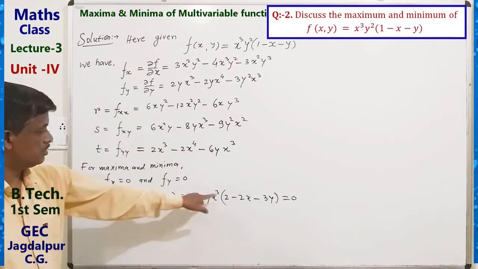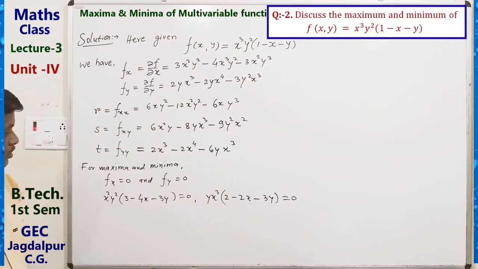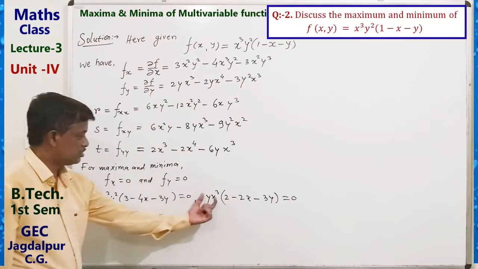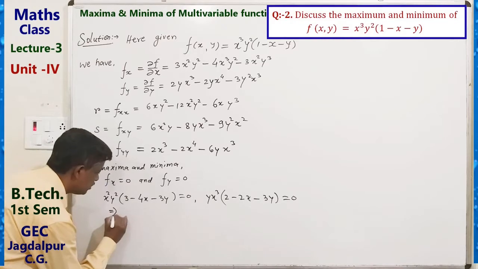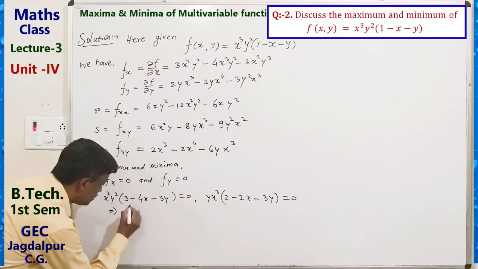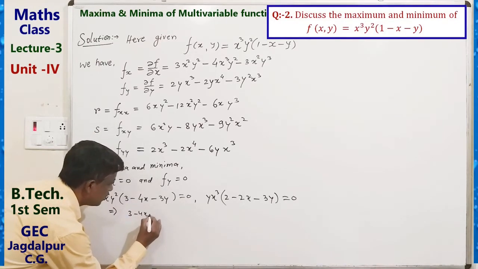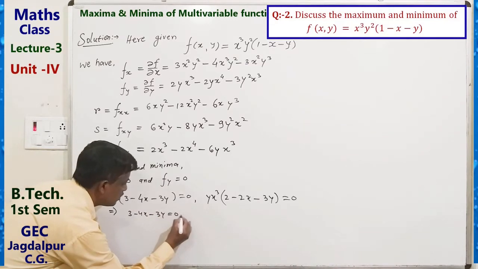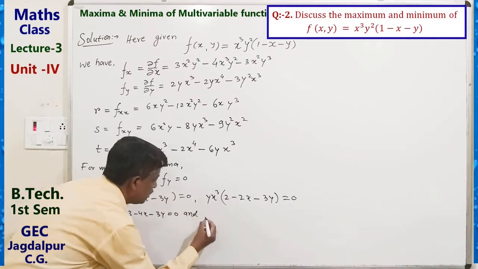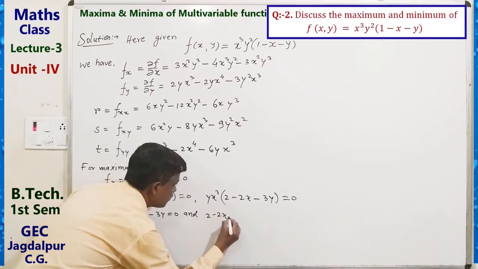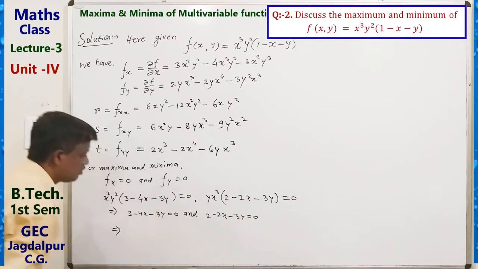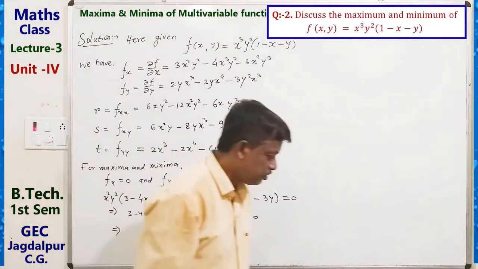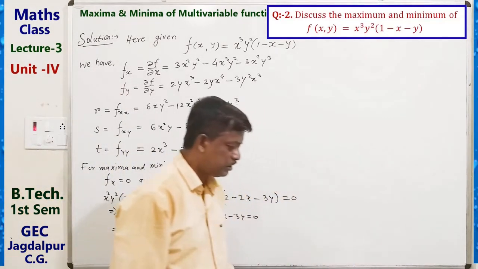This equals 0 and this equals 0. Okay, this is not 0, this is not 0, so we get two equations. Implies what here? 3 minus 4x minus 3y equals 0, and here 2 minus 2x minus 3y equals 0. We can solve it. On solving, we can get the value what? 0, 0, 1 by 2, 1 by 3.